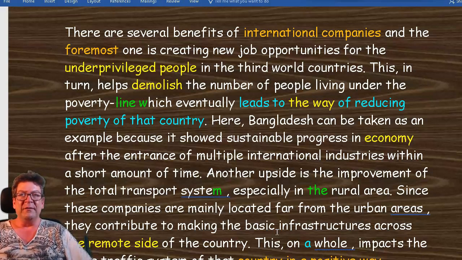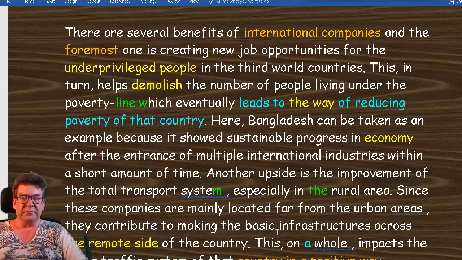Under the poverty line, comma, which eventually leads to the way of reducing poverty of that country. Okay, so demolish here, you mean decrease. If you decrease the number of poor people, poverty will become better. That's basically what you're saying there. Leads to the way of reducing poverty of that country. What country? You haven't mentioned a country.